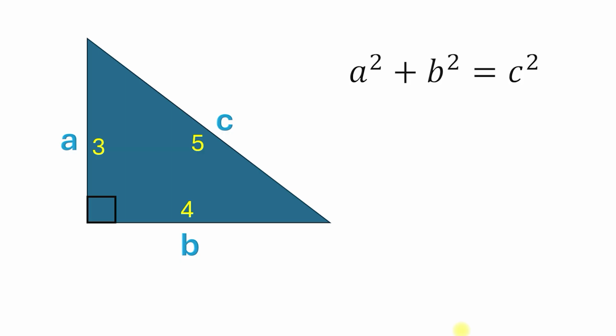The Pythagorean theorem tells us that if we take the length of side A squared and add it to the length of side B squared, it will be equal to the length of side C squared. Continuing the evaluation, we see that 9 plus 16 does indeed equal 25. So we can conclude that the Pythagorean theorem is correct. A squared plus B squared equals C squared.